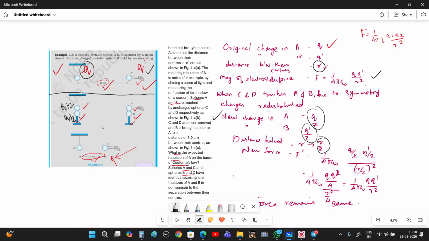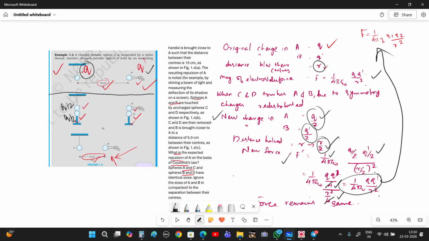Again, we can find the new force, which is what they are asking in the question. The new force F dash is equal to 1 by 4 pi epsilon 0, the new charges Q by 2 and Q dash by 2, divided by the square of the distance. Now the distance is R by 2 whole square, which is R square by 4. So this 4 and this 4 can be cancelled. We will get the answer as 1 by 4 pi epsilon 0, Q Q dash by R square, which is the same as our initial force.